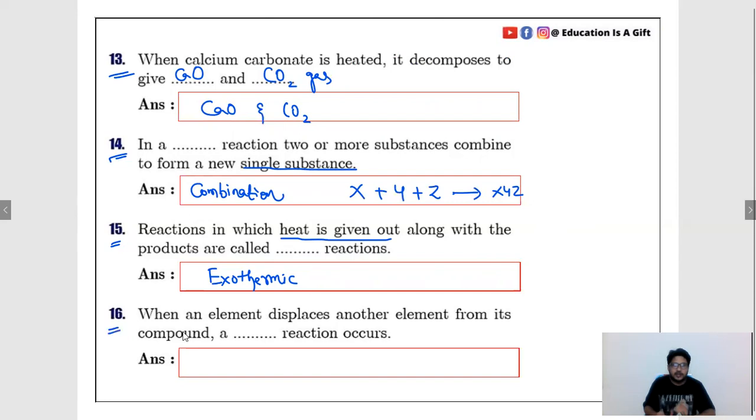Number 16, last, when an element displaces another element from its compound, a dash reaction occurs. You see, when an element displaces another element from its compound, for example, we have A plus XY. If both are combining together, here X will be displaced and AY is formed and X will be here. How many displacements you can find? 1. Hence it is displacement reaction.